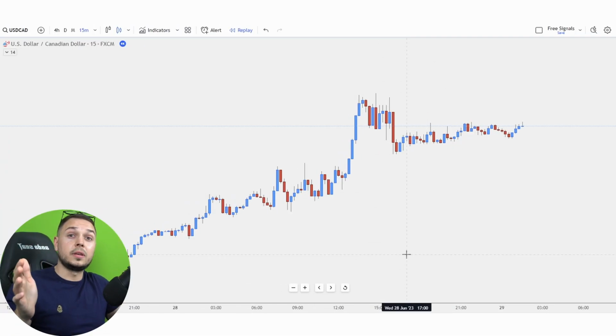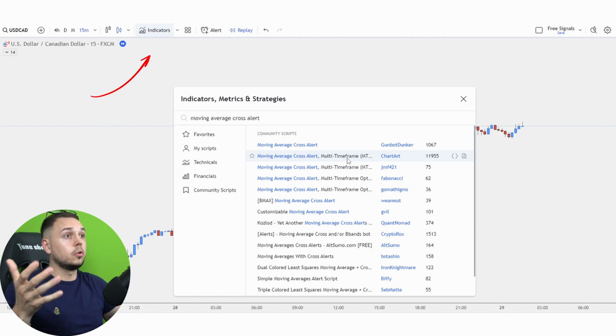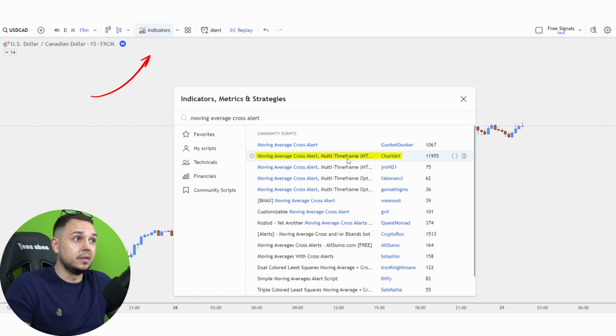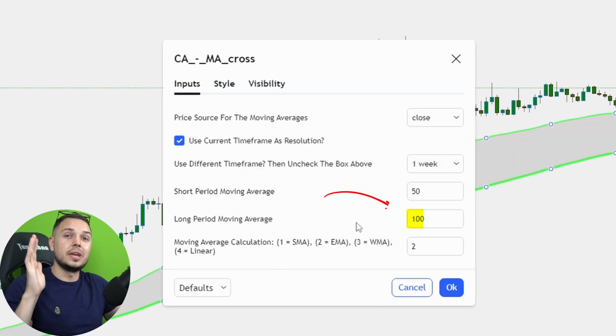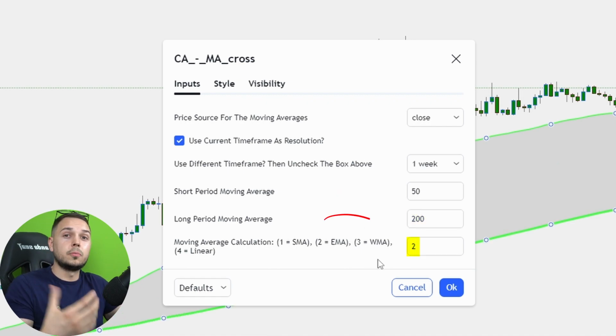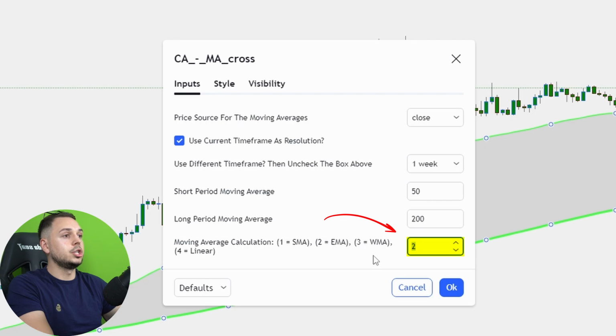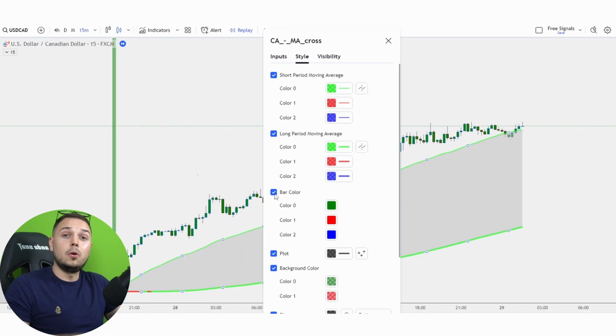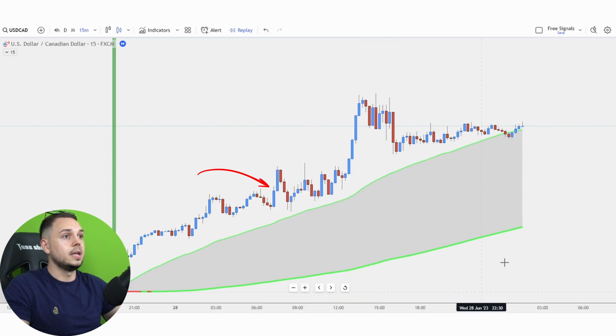Okay, so you have two indicator choices: moving average cross alert, which will be in the community scripts, the second one just over here by chart art. Just make sure in the indicator settings you have the long period moving average set to 200. The bottom right where it says moving average calculation, change it from 2 to 1. Also head over to the style section of the indicator and click off bar colors. Click OK and you will have the indicator set up.